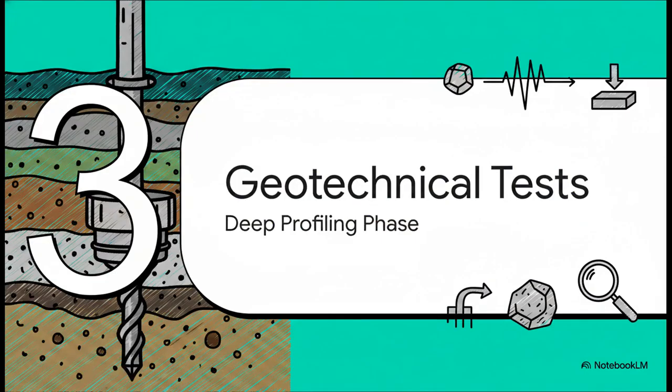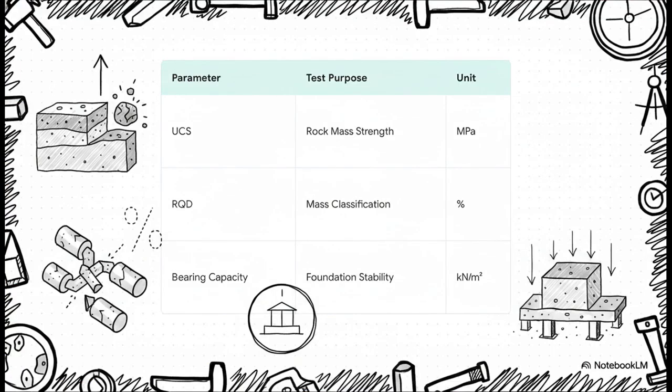Which brings us to Section 3, Geotechnical and Hydrogeological Tests. We have looked at the surface. Now we have to test the Earth's absolute limits. Now, what's really interesting about these specific parameters is how they literally predict if solid rock is going to crumble under the pressure of human engineering.